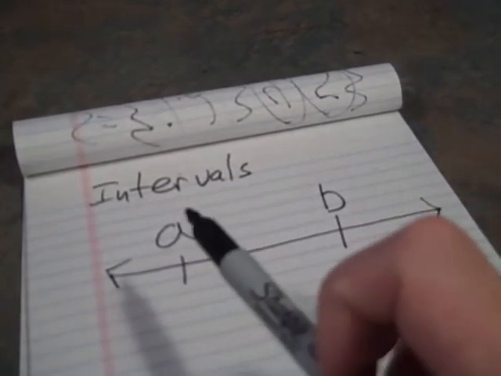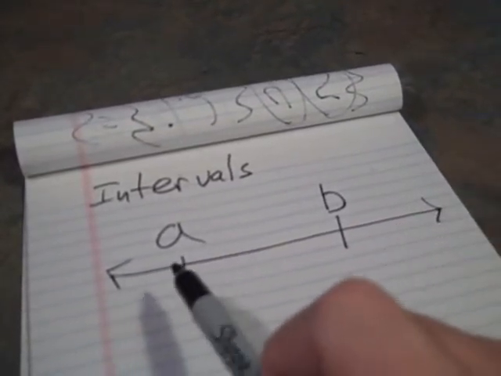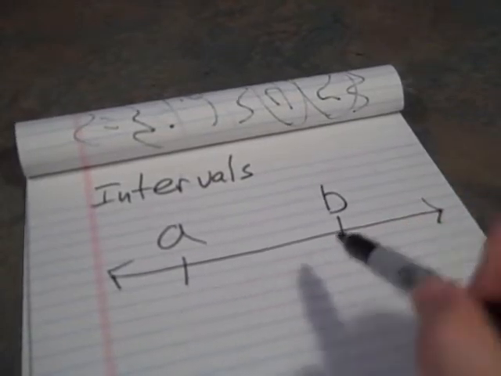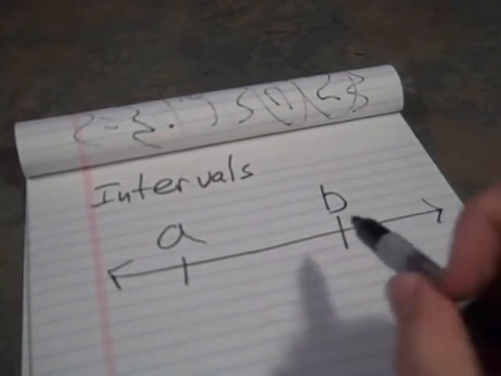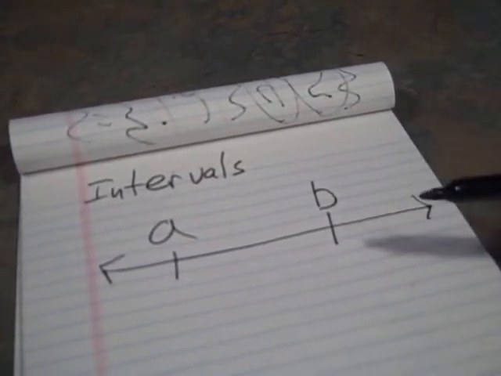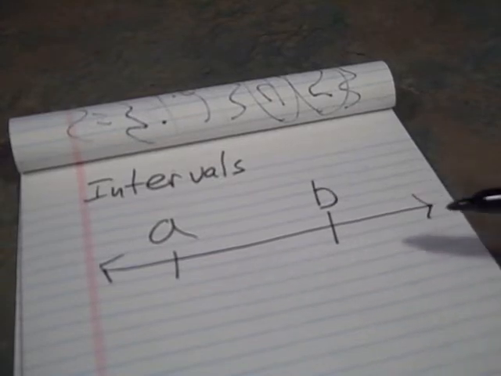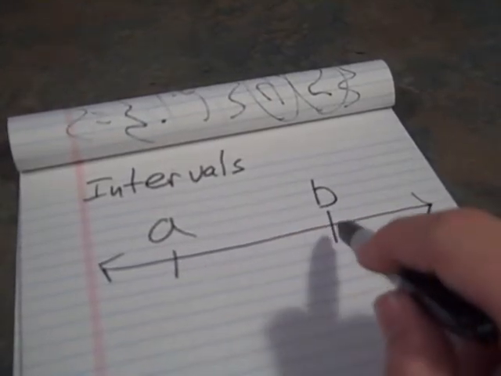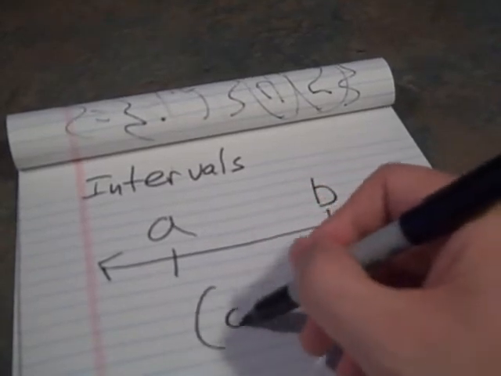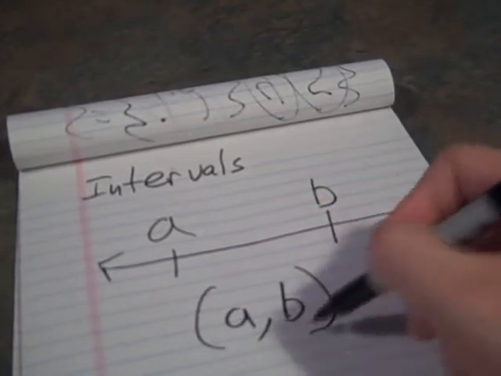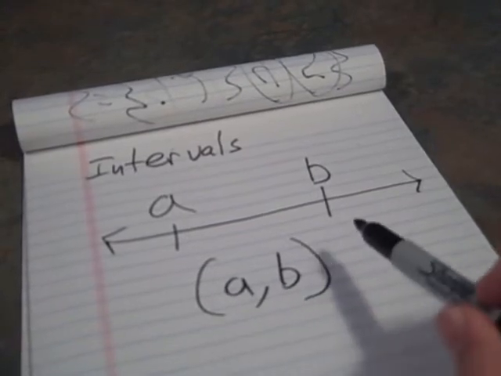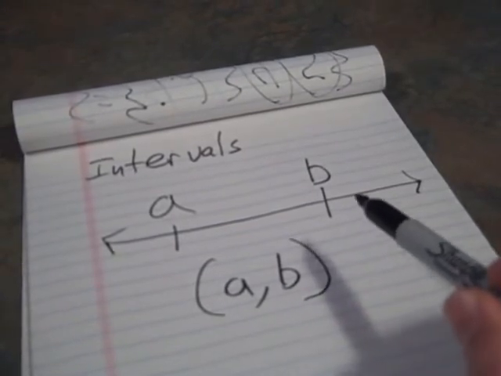And if we want to say that A is less than B, then we can just call it an open interval. The open interval from A to B will consist of all the numbers between A and B. So all the numbers between A and B is called the open interval. You write it like this, (A, B). This is between the two, okay?